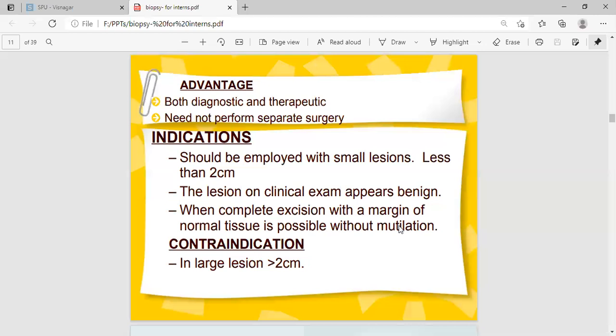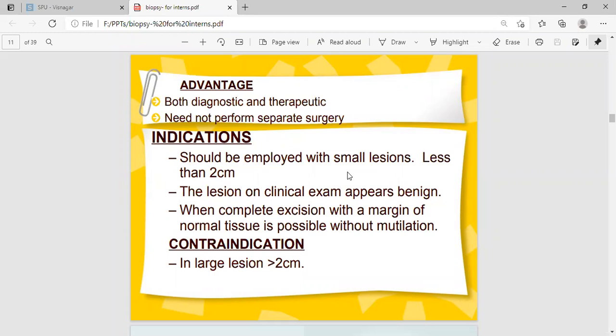So the advantage is you can have a diagnostic and therapeutic procedure. You are removing the tissue and sending it for histopathological examination. With that, you will come to know what the diagnosis is. Then you need not perform a separate surgery. Once you have removed the lesion and you come to know that this is benign, again, you should not go for a second procedure. So when clinically you come to know that this is benign, you go for excisional biopsy. Indication should be employed with small lesions less than 2 centimeters.